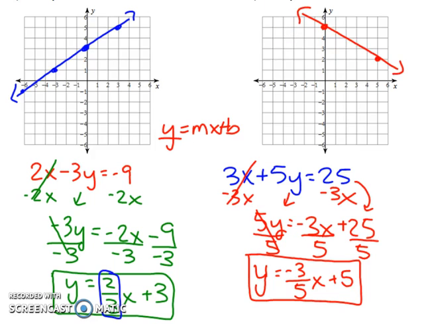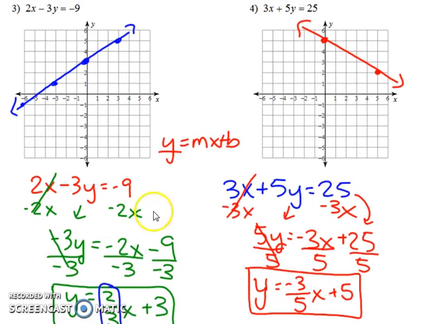Okay, so to summarize that, make sure you're in y equals mx plus b. Once you get into y equals mx plus b, plot your y-intercept first, and then do your slope. If it's positive, your line's going to be going up, and if your slope is negative, your line is going to be going down. So now you can turn the page and continue working on those practice problems.